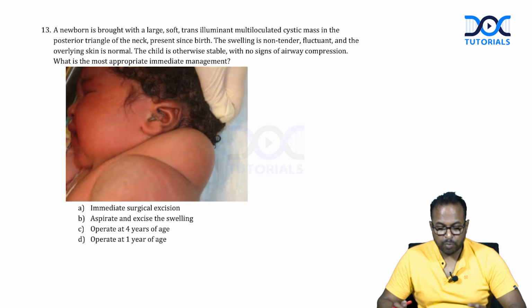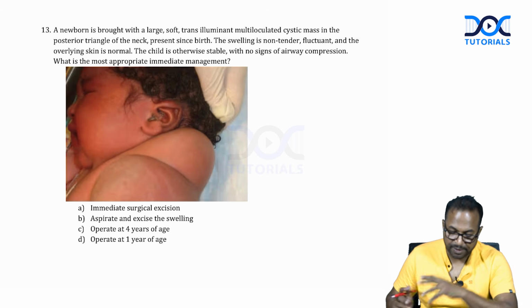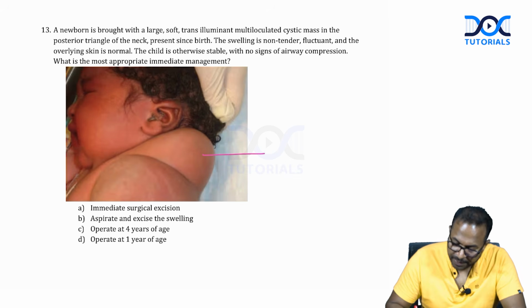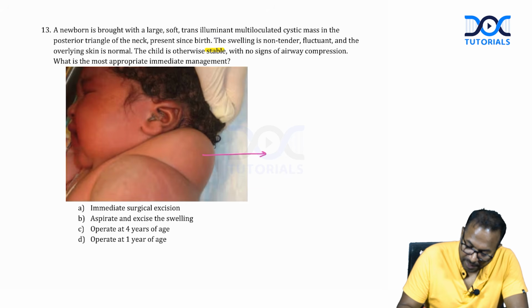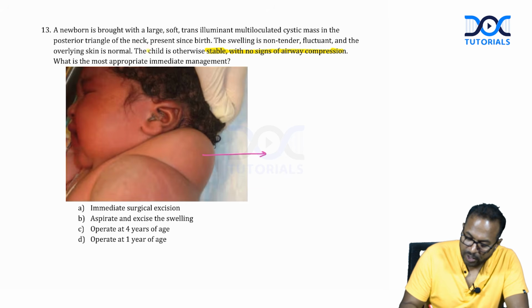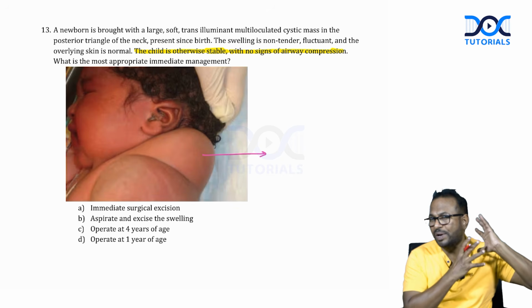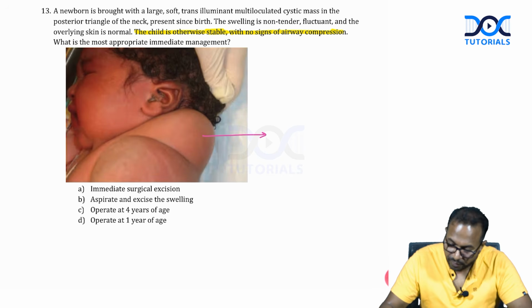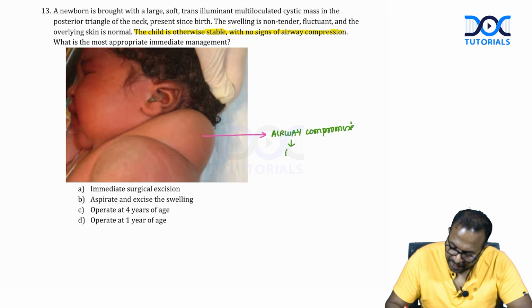Okay. A newborn is brought with a large, soft, transilluminant, multiloculated cystic mass in the posterior triangle of the neck. It is brilliantly transilluminant, not tender, not fluctuant. Overlying skin is normal. The child is stable, with no signs of airway compromise and no difficulty in feeding. Everything is normal. Though there is a big swelling, it is not compressing anything. So what is the appropriate management? If there were airway compromise or breathing difficulty in the choices, I would have gone for immediate surgery.